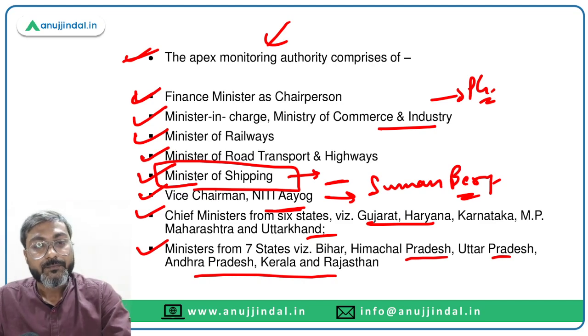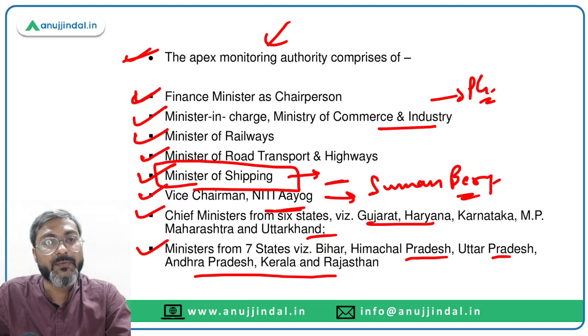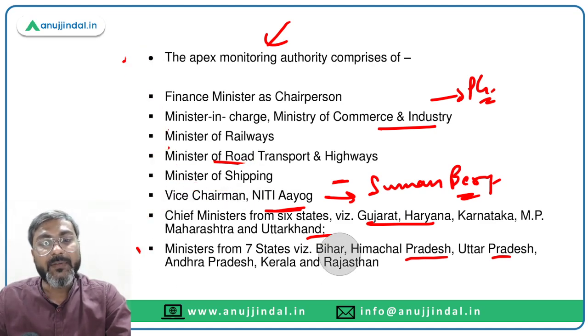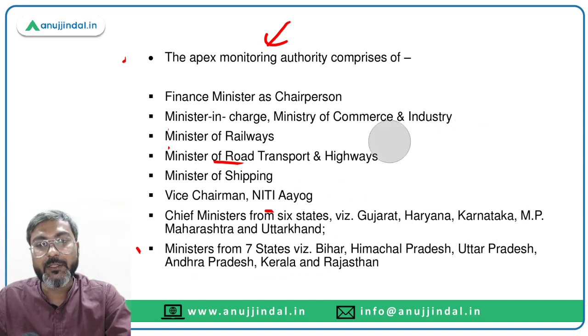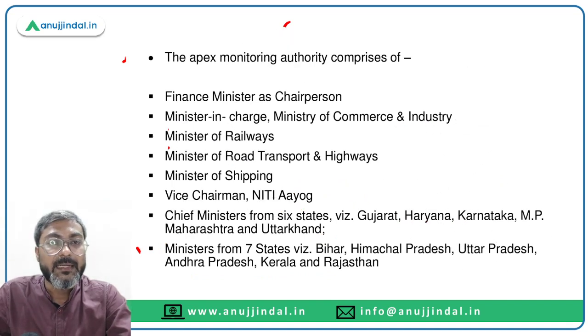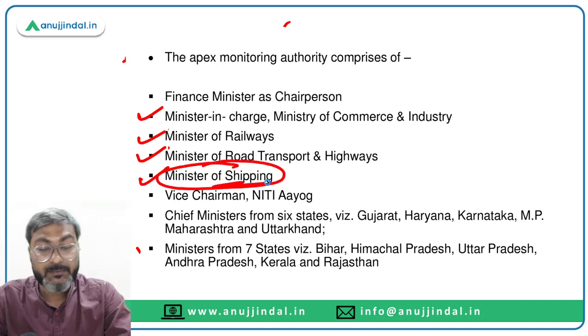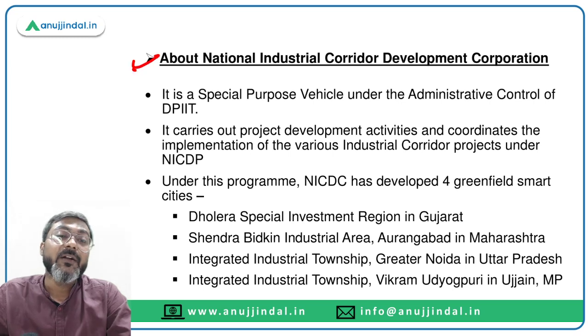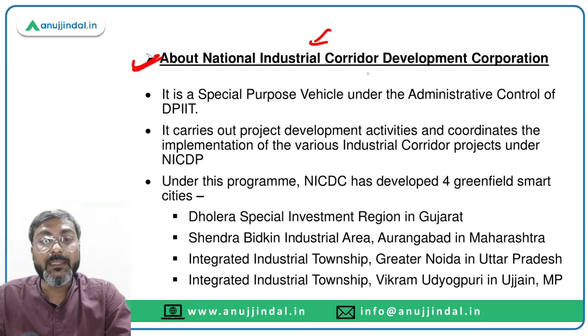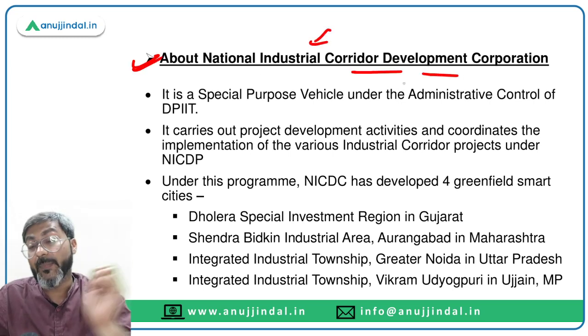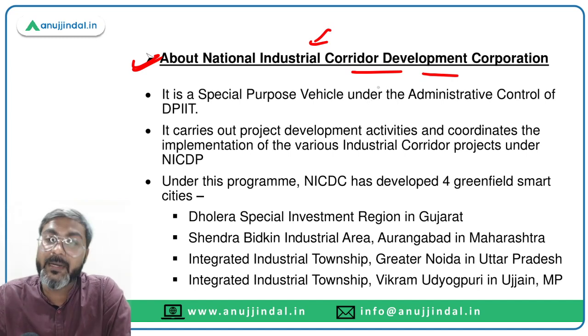In this, you guys have to remember the ministries which are included, and of course the chairperson. Who is the chairperson? Finance Minister of India is the chairperson, and kaun-kaun si ministries iske andar included hai, that you have to remember. These are Ministry of Commerce and Industry, Railways, Road Transport and Highways, and Ministry of Shipping. And I am forgetting the name of Minister of Shipping. Yaad nahi aa raha. Alright, so now let's talk about National Industrial Corridor Development Corporation, jo ki is program ko implement karta hai.